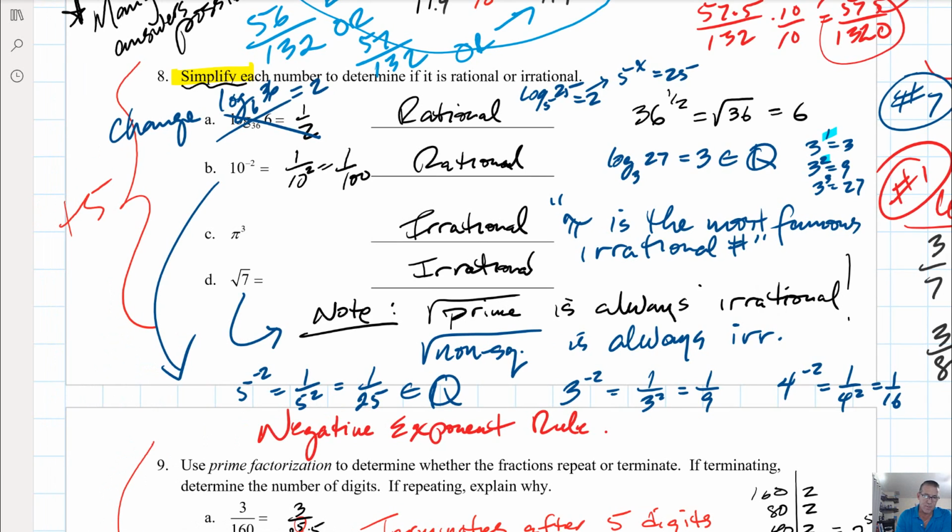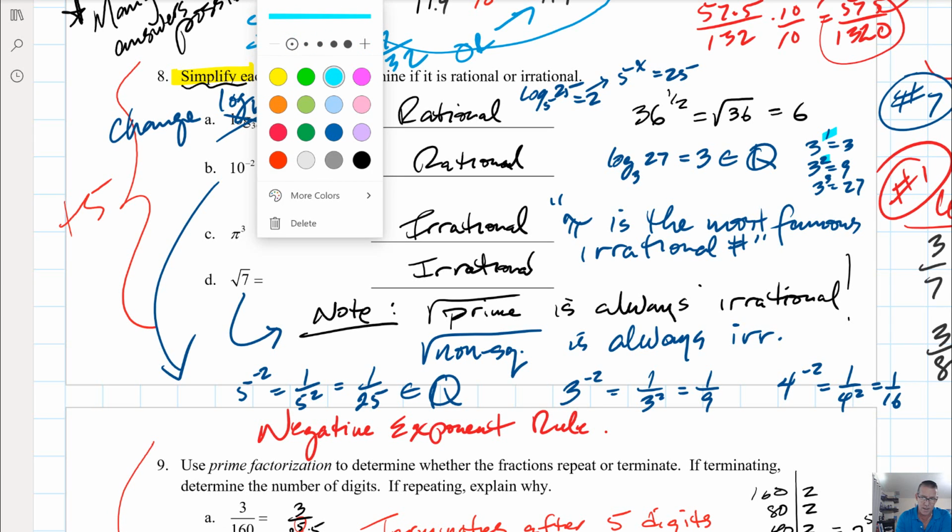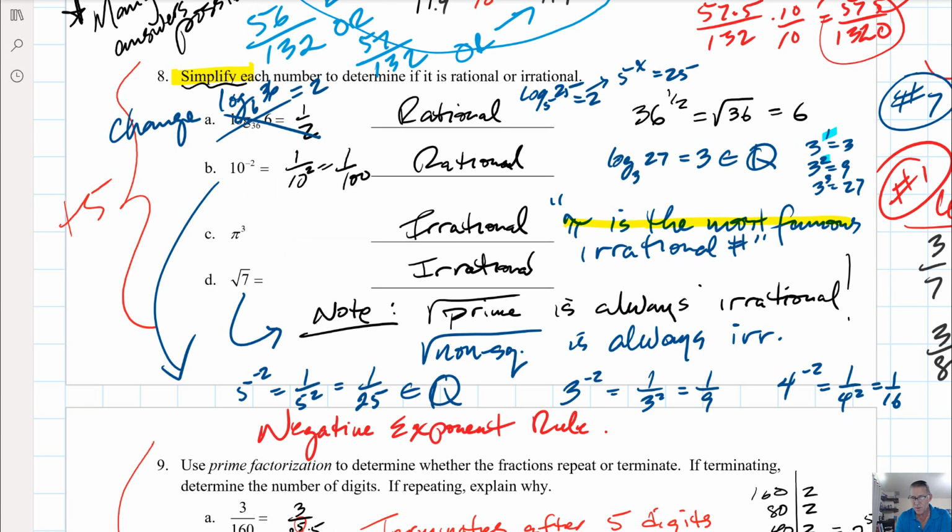And then I gave versions of pi to a power. Now, pi is the most famous irrational on the planet. That and e, Euler's constant. So write this down. Pi is the most famous irrational number. So pi, any form of pi cubed, pi squared, pi, just flat out pi. I don't care what version of pi you got. It's irrational, guys. It's not a rational number. You cannot write that as an integer over an integer. And likewise, the square root of a prime number, 7's prime. The square root of a prime is always irrational. Write that down in your notes. The square root of a non-square is always irrational.